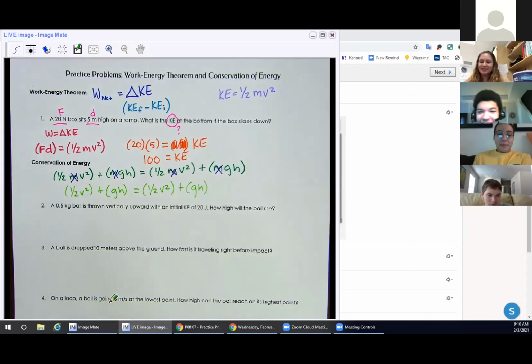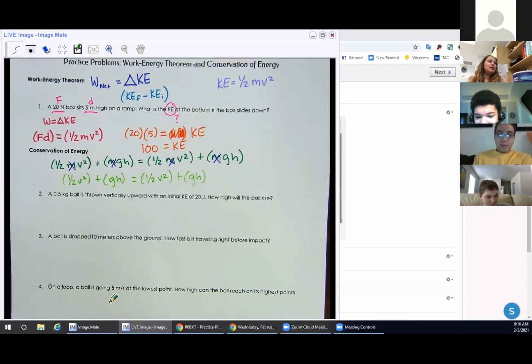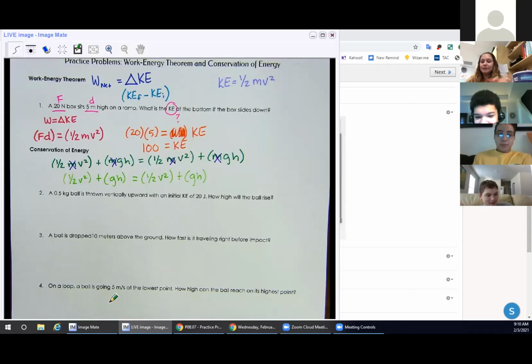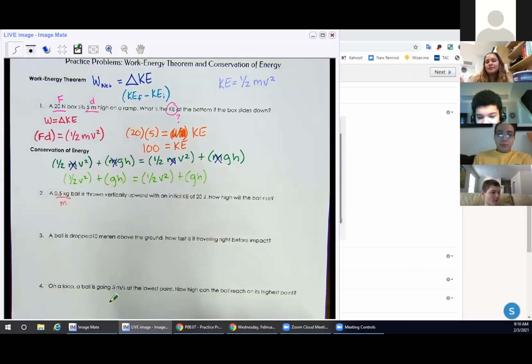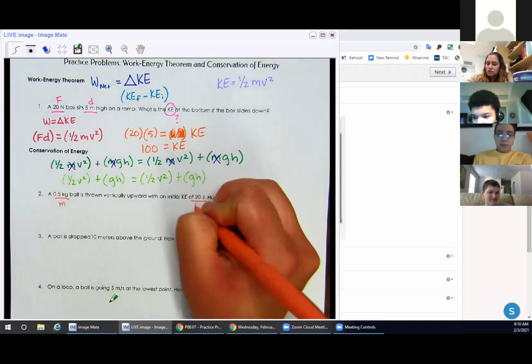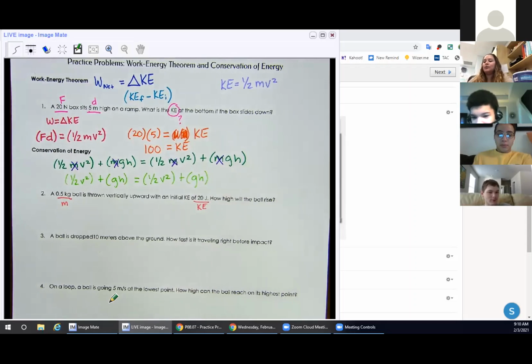All right, so let's go on. Again, today's going to be a lot easier. We got rid of all the hard stuff, so it's going to be easy. Don't worry. A 5-kilogram ball is thrown vertically upward. Well, kilograms are mass. With an initial KE of 20 joules. How high will the ball rise?